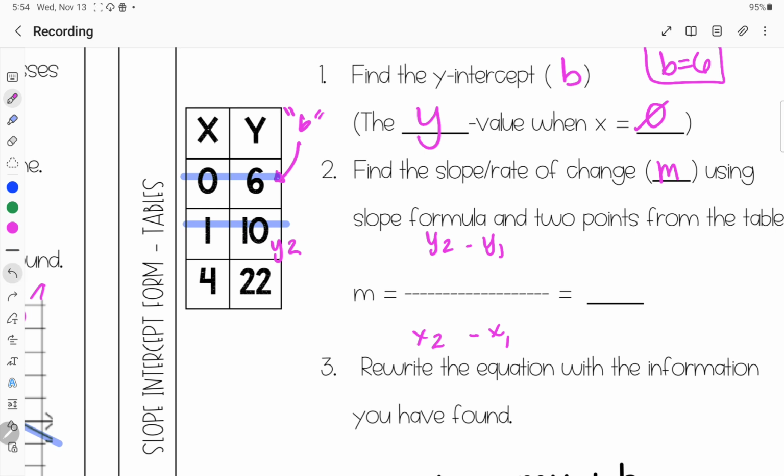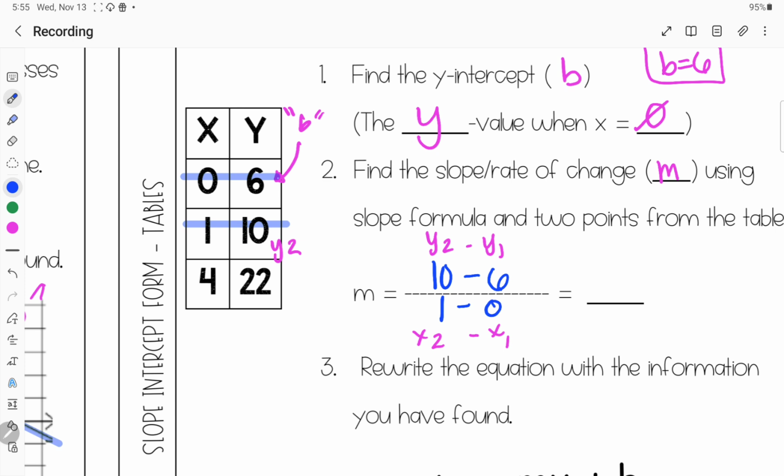Use a different color here. So I replace y2 with 10, which means this is my y1. These were my y values, and I've selected this y and this y. So 10 minus 6. Since I started with 10, I have to start with the x value that was attached to it, which was 1, and then minus 0.